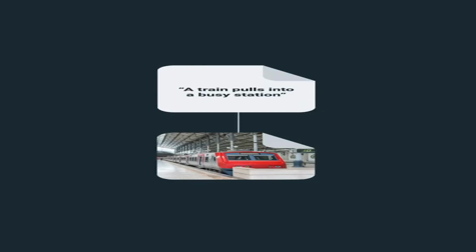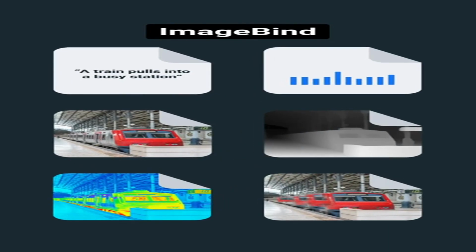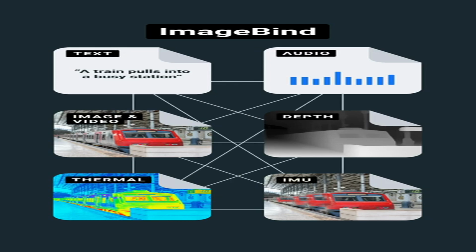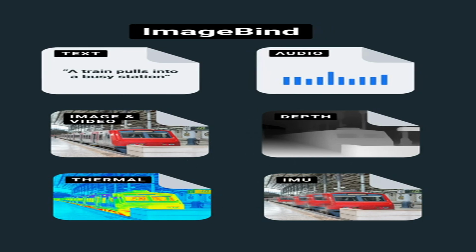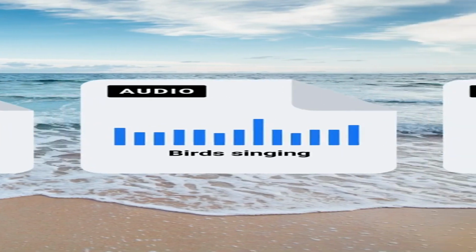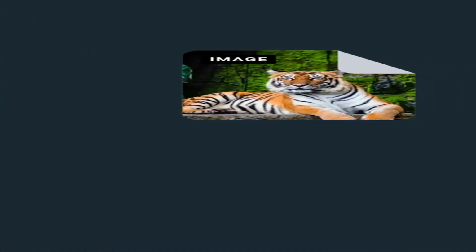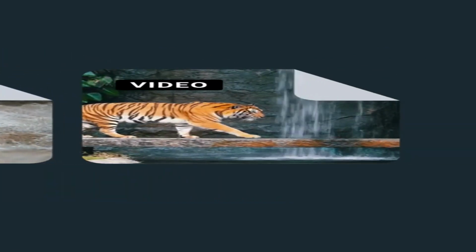Most AI models only work across 1 or 2 modes, but our new ImageBind model works across 6: text, audio, images and video, 3D, thermal, and motion data. You give it input in one form and it can relate it to any others. It works more like our own imagination. If you give it a picture of a beach, it can find the sound of waves. If you give it a photo of a tiger and the sound of a waterfall, it can give you a video that combines both.